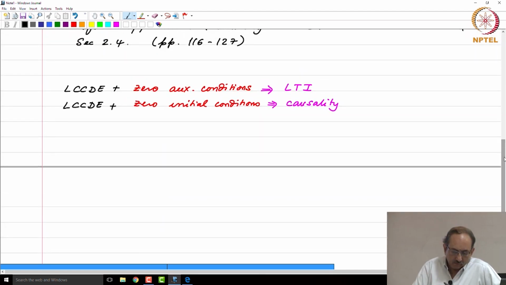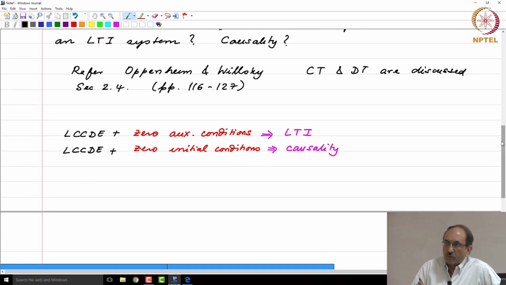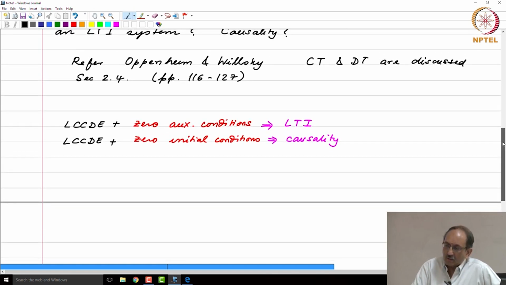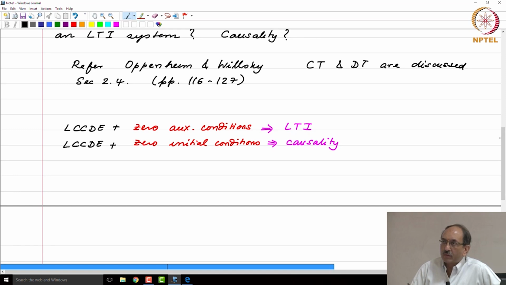All right. So, this is something that you need to read up on to make sure you understand why an LCCDE alone, that input output class alone, does not represent an LTI system. You need some more conditions for it to represent an LTI system. The intuition behind this is that for it to be an LTI system, 0 input has to produce 0 output. So, it is tied to that concept here.